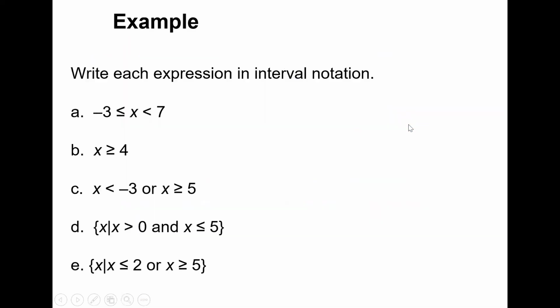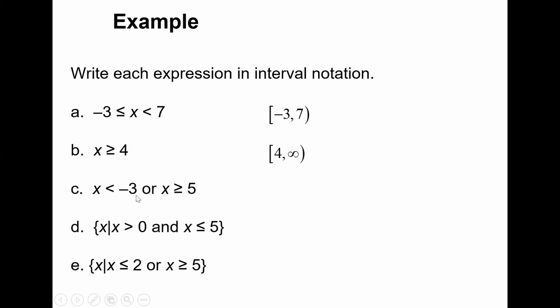All right, so we're supposed to write each of these expressions in interval notation. So remember, this is going to be a bracket. This is a parenthesis, and so we have bracket -3 up to 7 parenthesis. This is going to be bracket 4 to positive infinity, and infinities always have a parenthesis no matter what side. It's either positive or negative. It's always going to have a parenthesis.